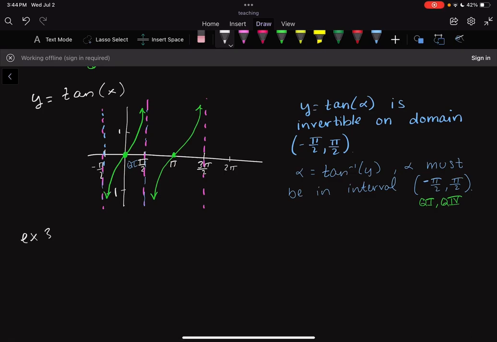So of course, let me do an example. I'm just going to say evaluate. And let's do tangent inverse 1 over root 3.